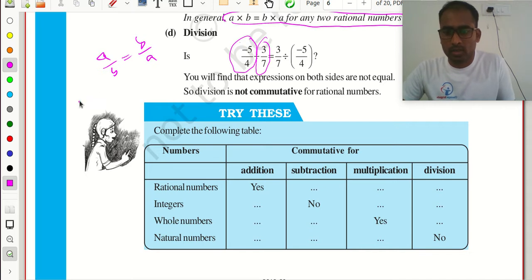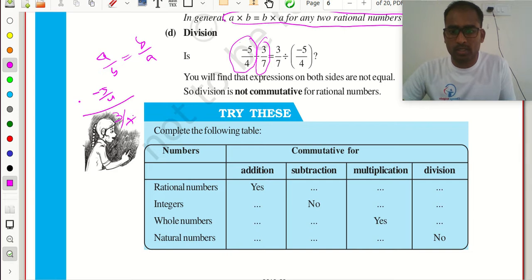So what is the result of this one? Minus 5 by 4 divided by 3 by 7. How much is its value? Do it in your notebook. So how do we calculate? It's simple. Write minus 5 by 4 as usual, and instead of division you put multiplication, and for 3 by 7 you take the reciprocal, 7 by 3. So how much? 5 times 7, minus 35 by 12.